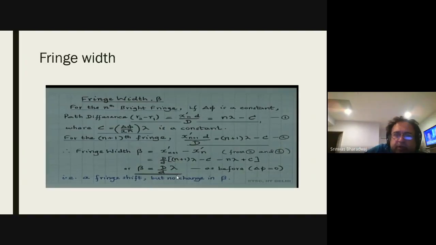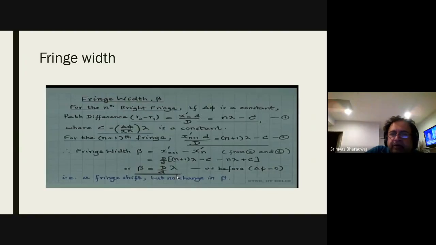Now he is looking at the fringe width when you have a shift. And what he's saying is the fringe width does not change regardless of when you have a shift. So the whole thing will be moved a little bit this way, that way.